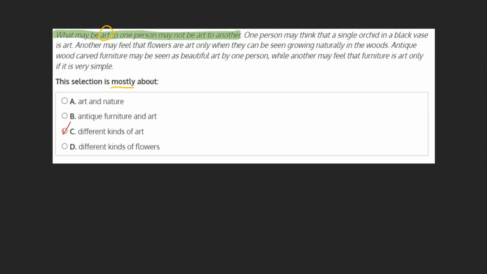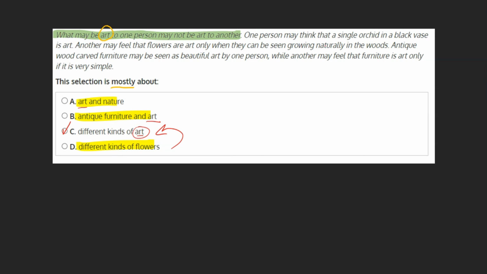If we would like to be sure, we can use another tip. Everything that is in the other choices fits neatly into C. That is to say, art and nature fits under different kinds of art, antique furniture and art fits under art as well, and different kinds of flowers are only brought up in this paragraph in the context of art.